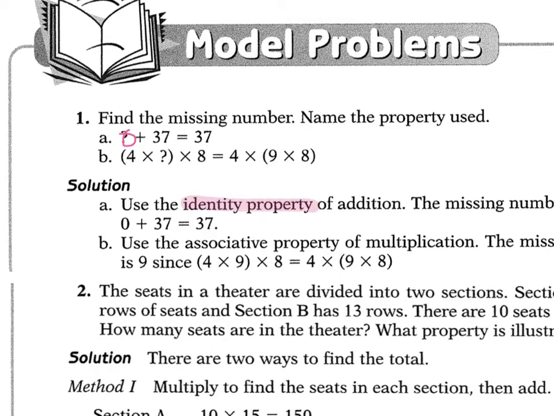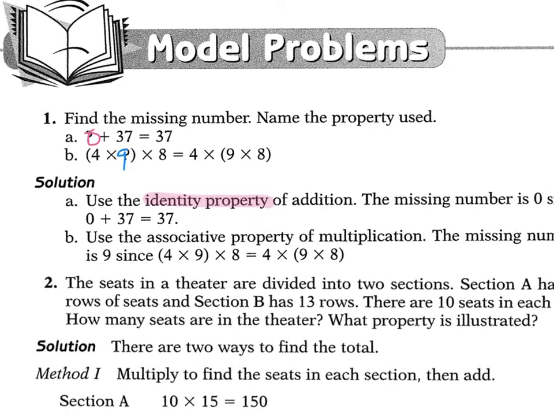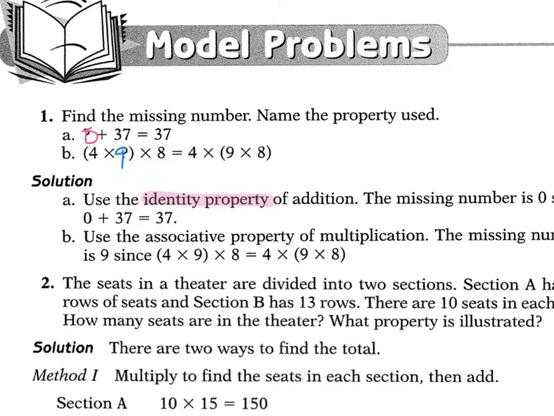And then for part B, we have 4 times some number times 8 is equal to 4 times 9 times 8. So here the only thing missing is that number 9. And again, it doesn't matter where we put the parentheses. So here our parentheses are around 4 times 9, and then on the right side, the parentheses are around 9 times 8. And this is our associative property. So all the numbers stay the same, but the only thing changing is the parentheses.